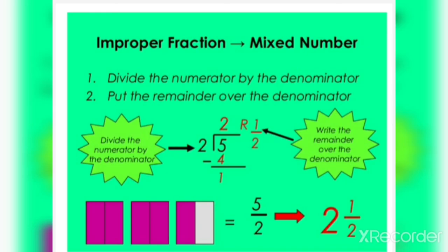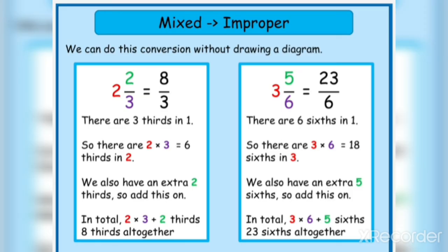Then we learned how to arrange fractions in ascending and descending order. At last we learned how to convert improper fractions into mixed fractions and mixed fractions into improper fractions. These were our learning points in this chapter. Hope you all have understood nicely.